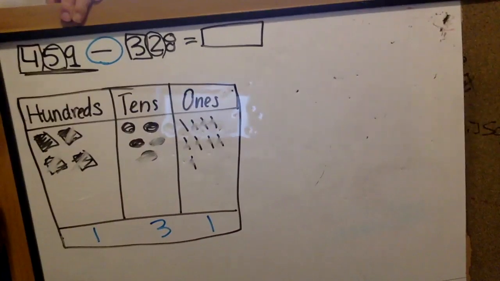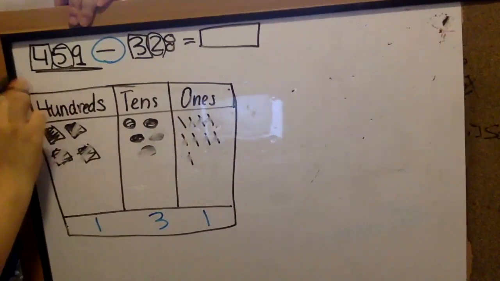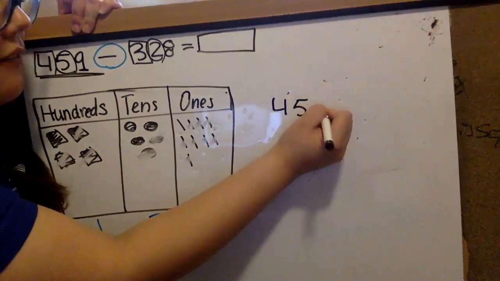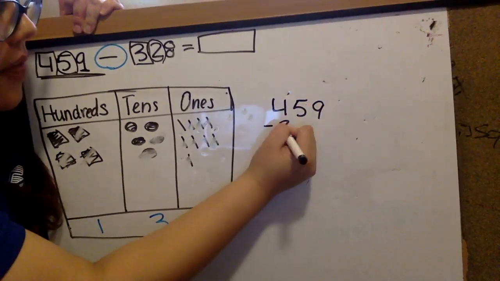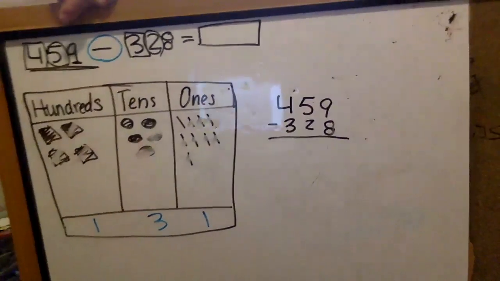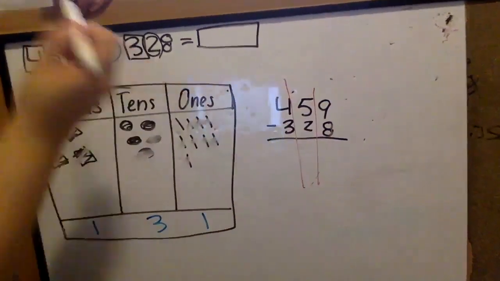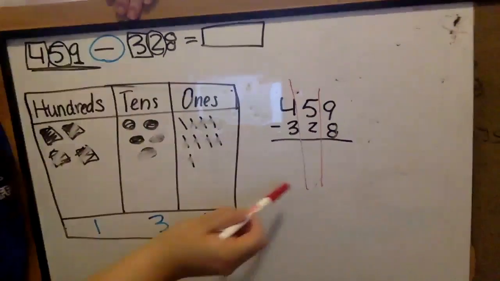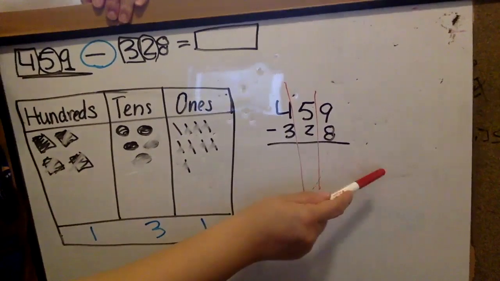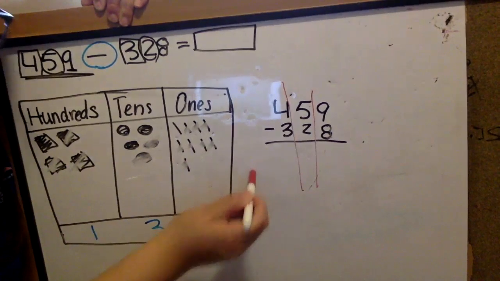So now we're going to check our work, lining them up. So remember, we put the bigger number on top. So we have 459 minus 328. And when we do this, it's so important that you keep in mind that there are lines separating them, okay? And you always start from the right, from the right-hand side, and then you move this way.